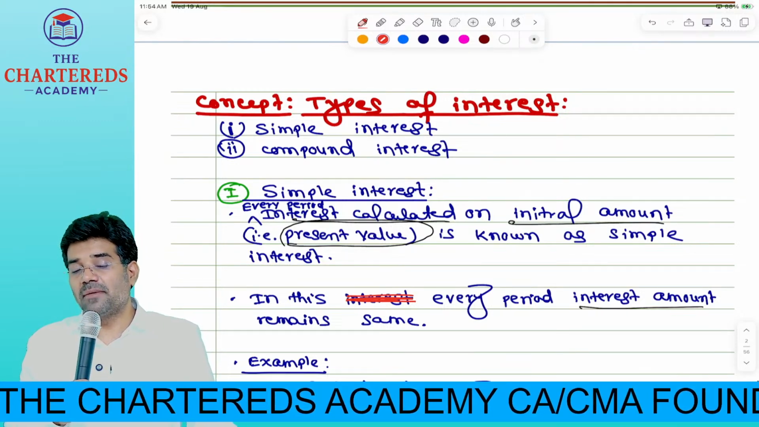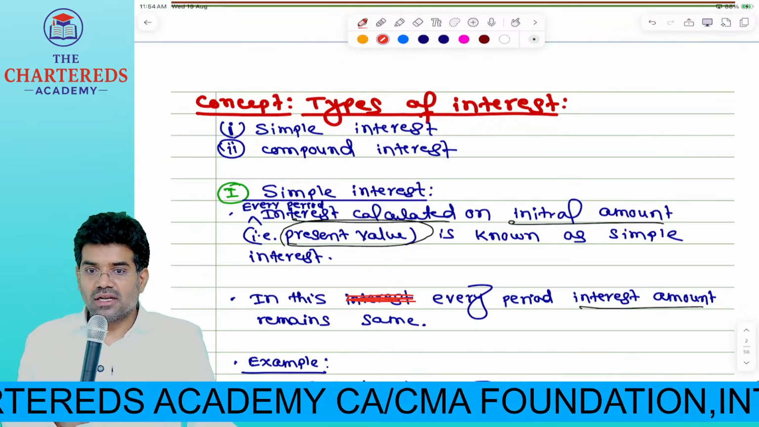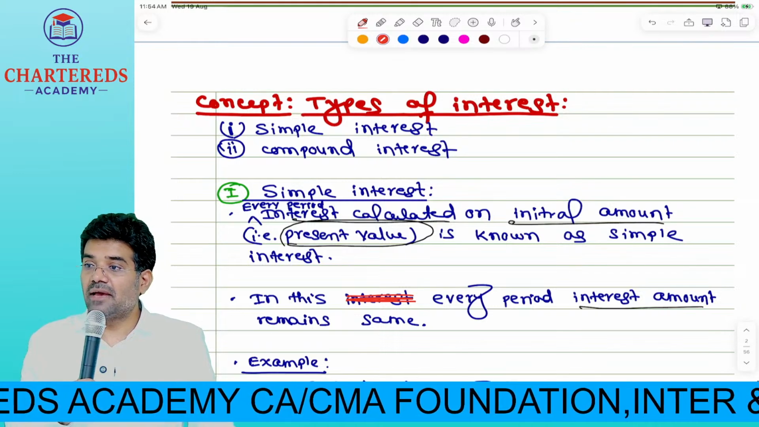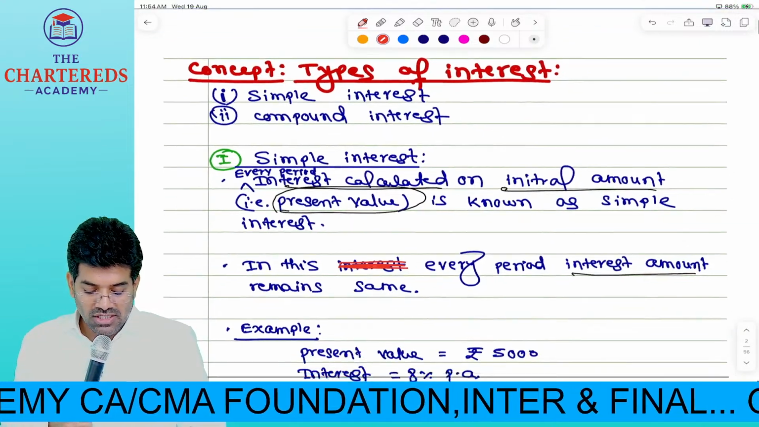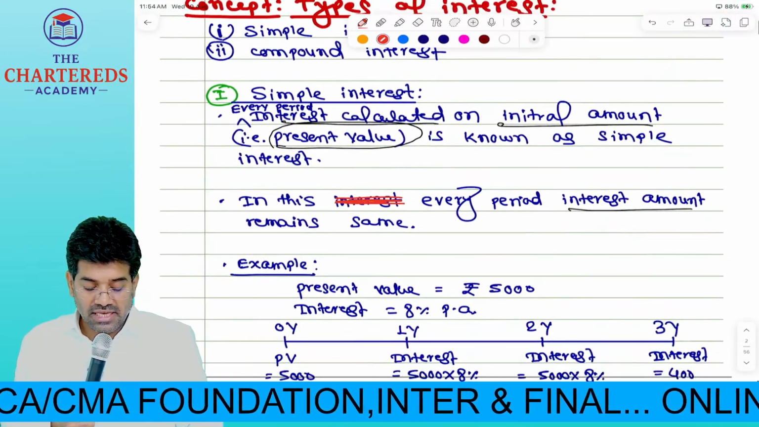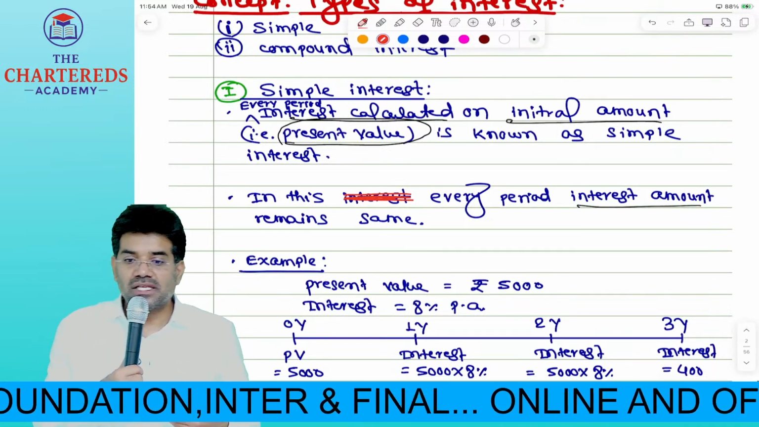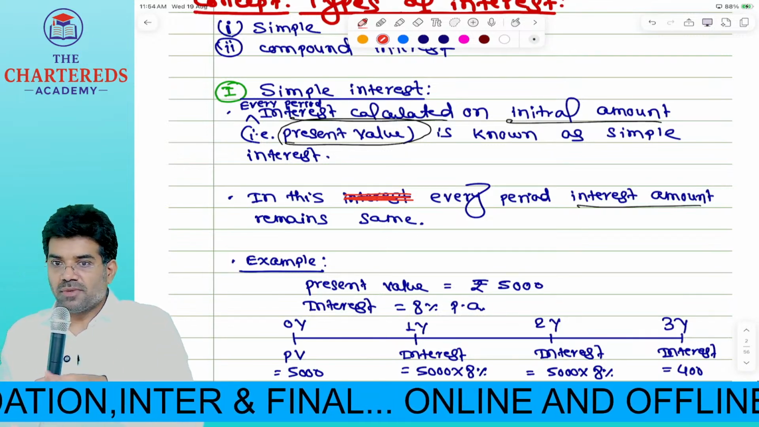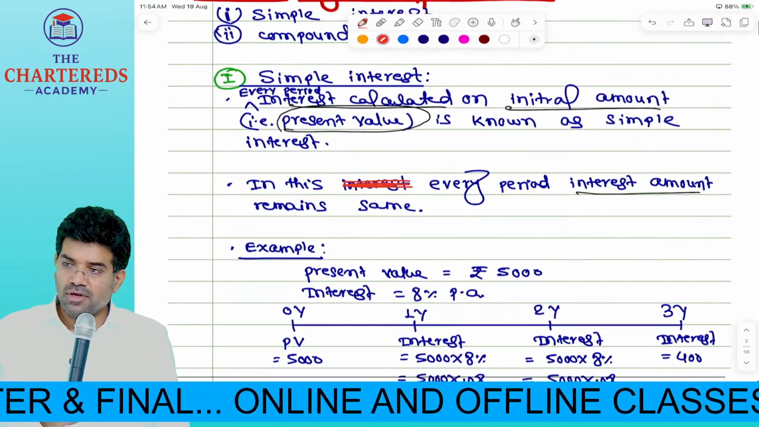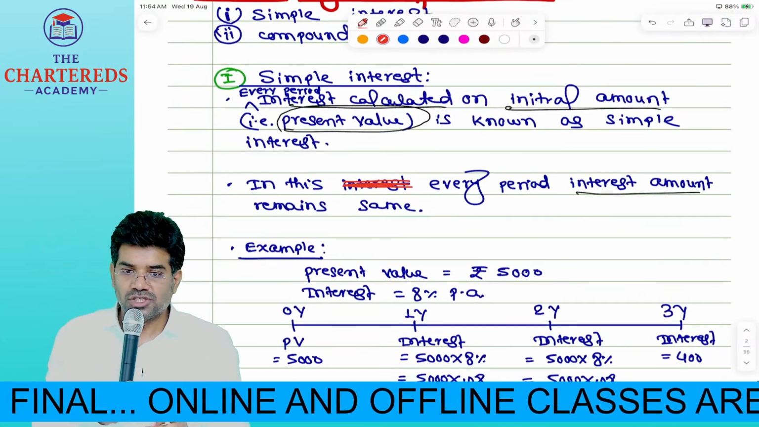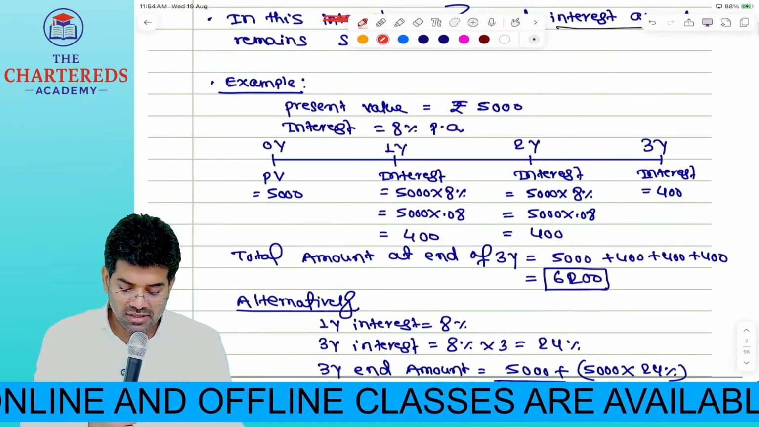That compounding can happen once in a year, half yearly, quarterly, monthly, daily, continuously also it can happen. So what is simple interest? Interest calculated on initial amount. Initial amount or initial investment can also be called as present value. Today's investment, can I call it as present value? Yes, is known as simple interest. So whenever you calculate interest always on your initial principal, we call it simple interest.